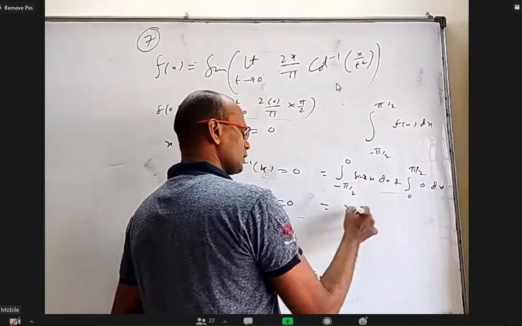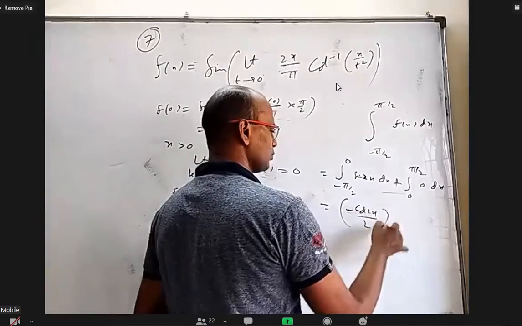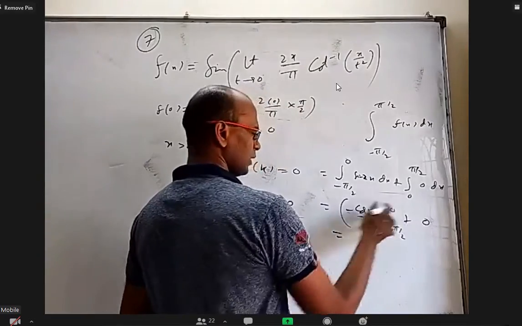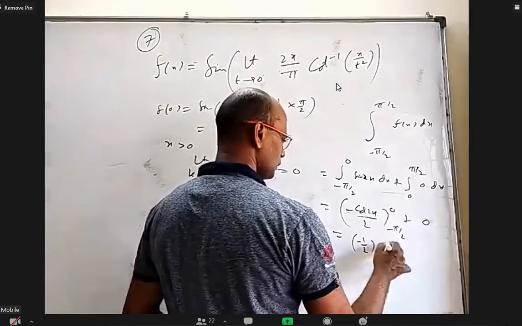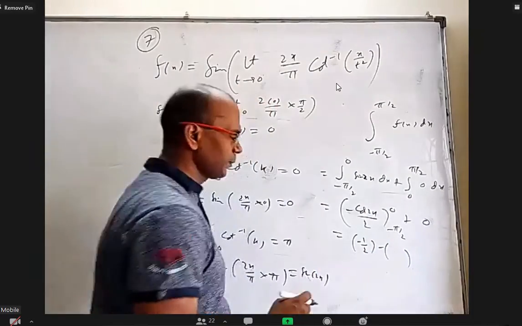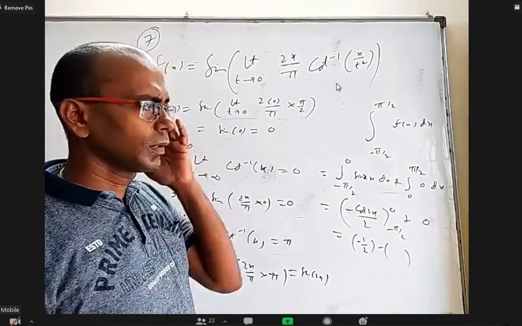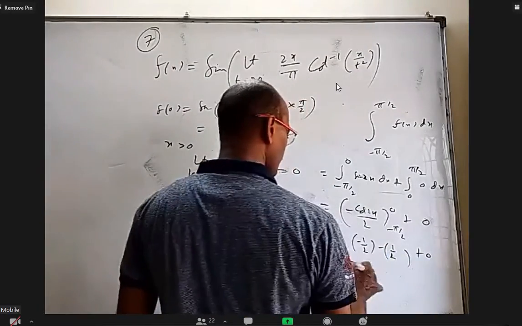Okay, the integral of sine 2x is minus cos 2x by 2, with limits minus pi by 2 to 0. When I put 0, cos 0 is 1, so minus 1 by 2. Minus, when I put minus 90 degrees, it becomes cos minus pi, which is cos pi, minus 1, it becomes plus 1 by 2. Finally, it is minus.